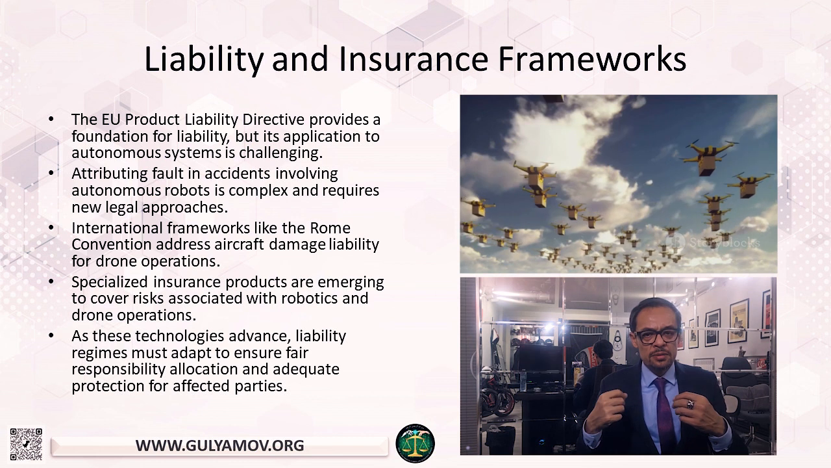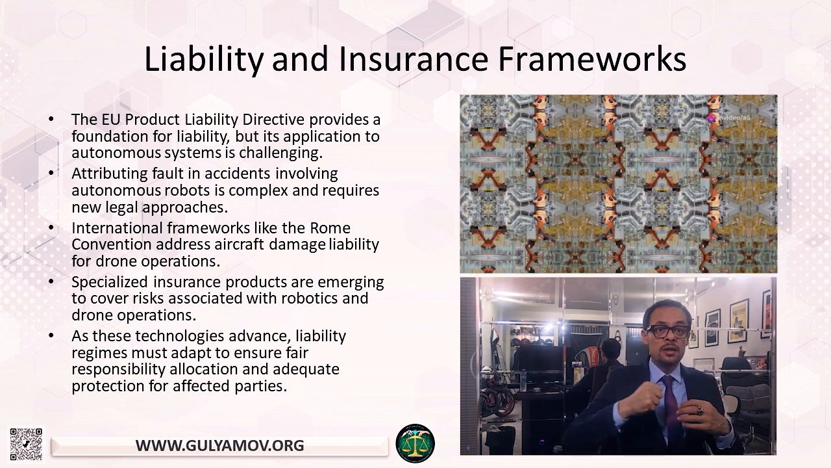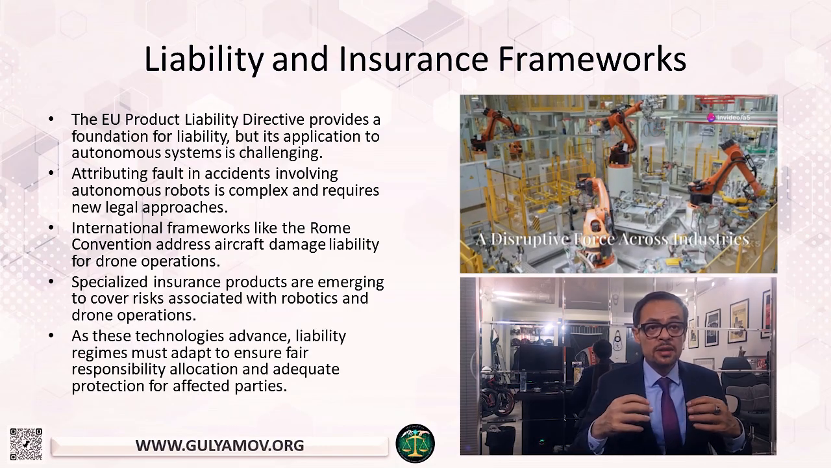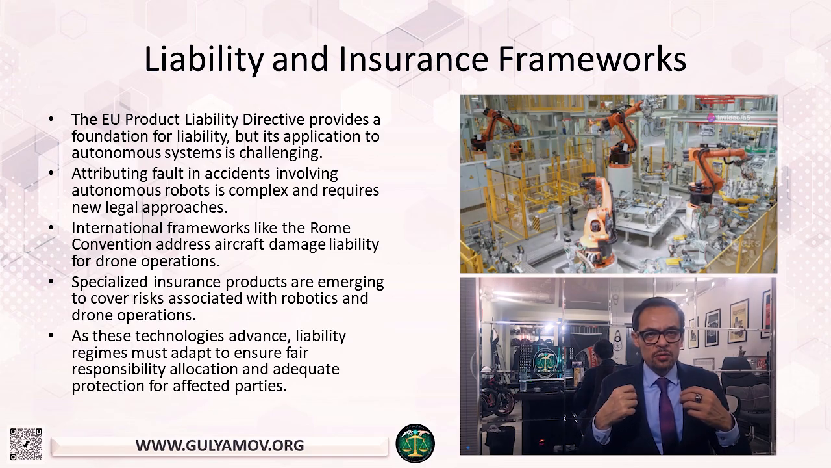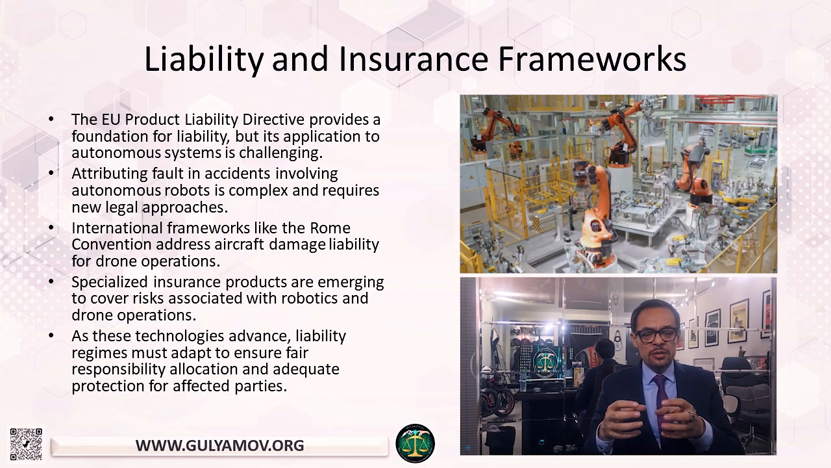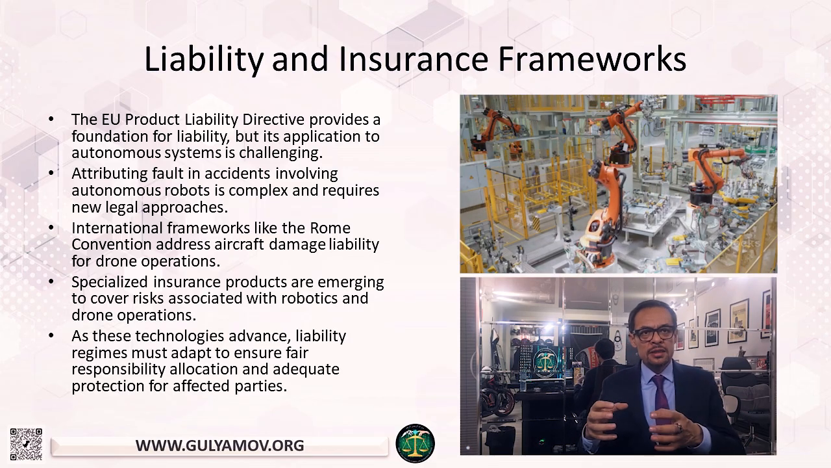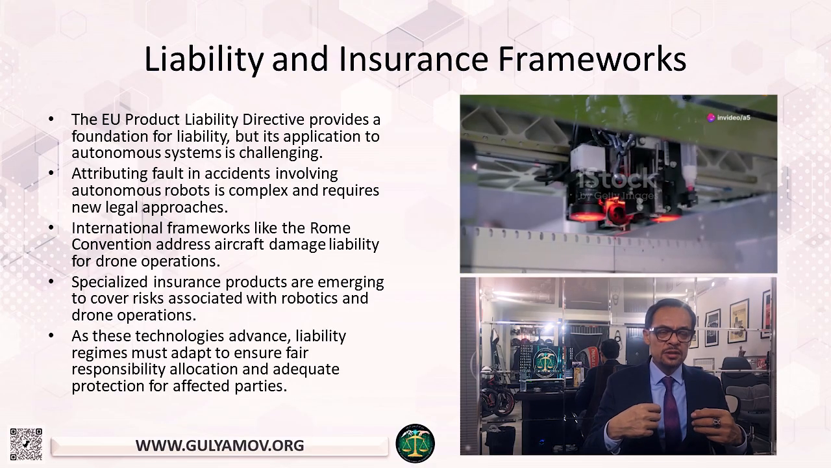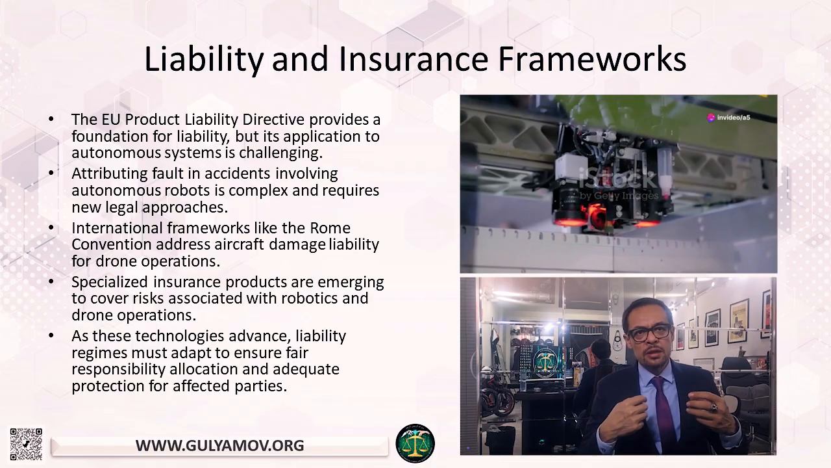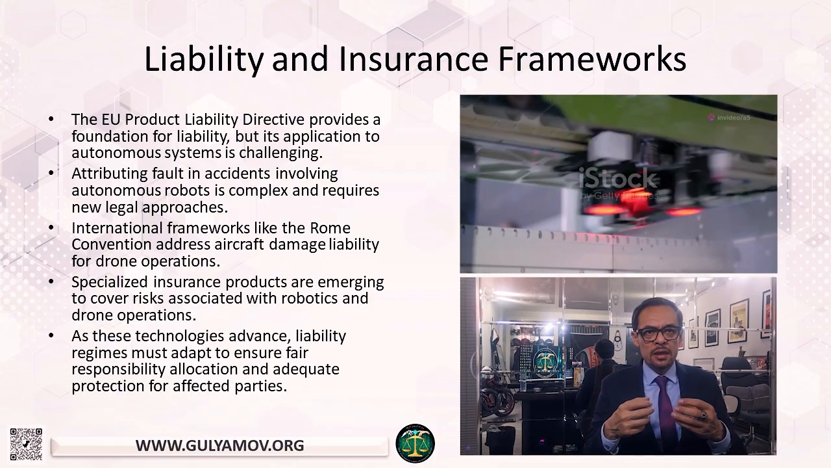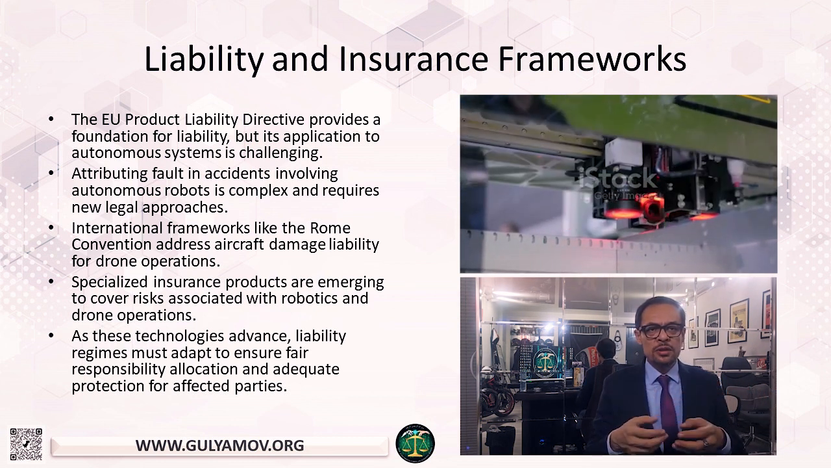International frameworks like the Rome Convention offer guidance for drone operations, but gaps remain. The insurance industry is responding with specialized products tailored to the unique risks of robotics and drone operations. As these technologies advance, becoming more autonomous and complex, our liability regimes must evolve in tandem. The goal is clear: to ensure fair responsibility allocation and adequate protection for all parties involved. This evolution demands innovative legal thinking and adaptive frameworks that can keep pace with technological advancements.